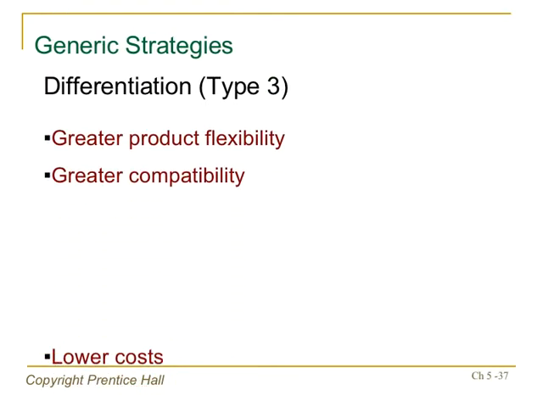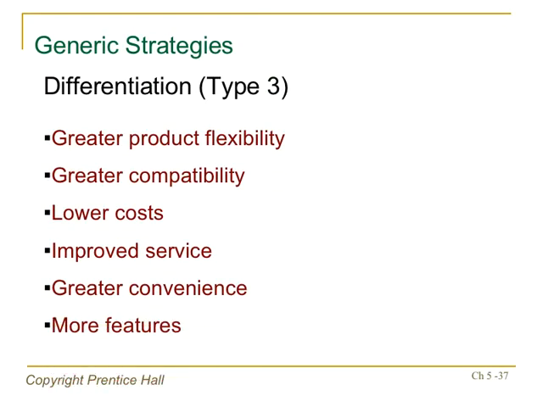Right. And then we go to type 3, differentiation, greater product flexibility, lower costs. And again, you focus on cost, improves service, more features. Right? So from your marketing, anybody, give me an example of differentiation.